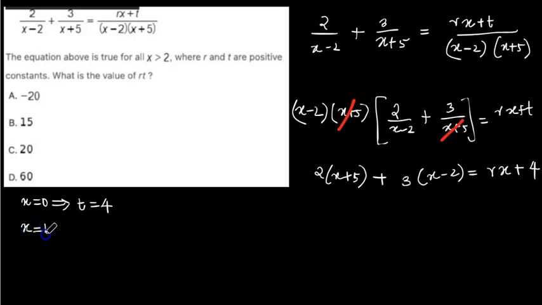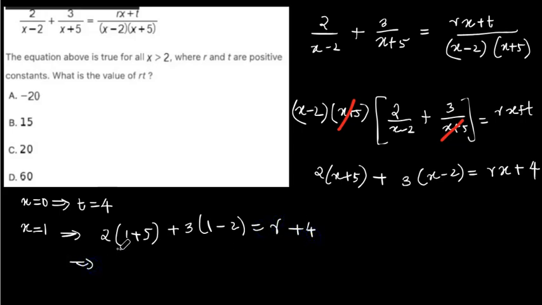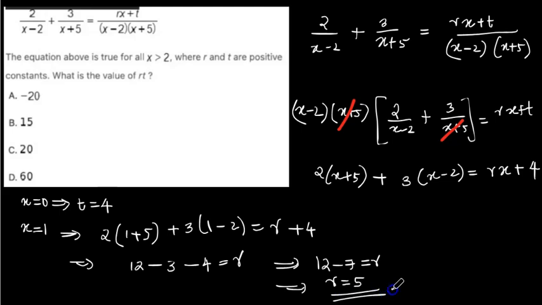So I'm choosing x equals 1. When x equals 1, my left side will become 2 times 1 plus 5 plus 3 times 1 minus 2 equals r times 1, which is r plus 4. So this side again gives me 2 times 6, which is 12, plus 3 times negative 1 will be negative 3. I'm taking the 4 and transposing it to the other side, so negative 4 equals r. So that will be basically 12 minus 7 equals r. So I will be getting r is equal to 5, and that's it.